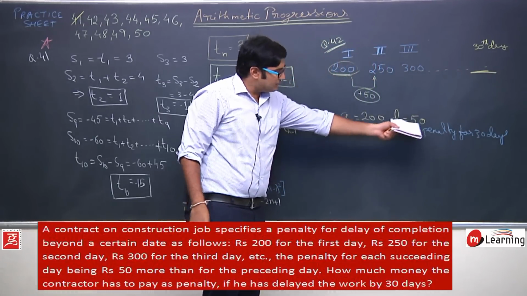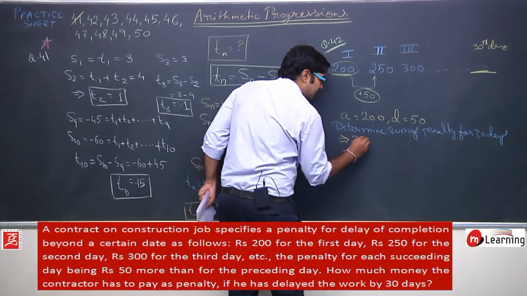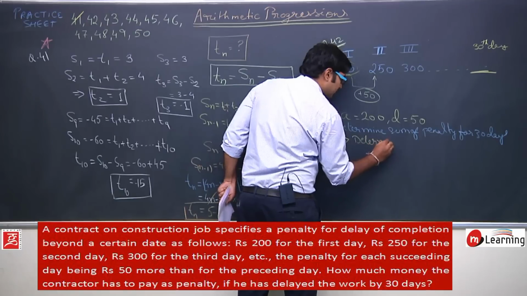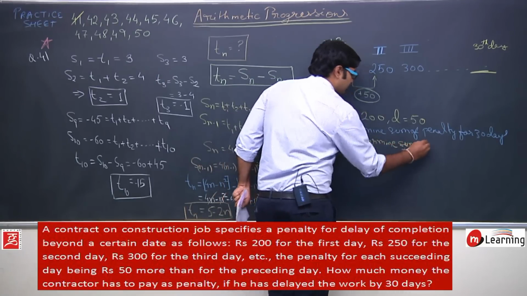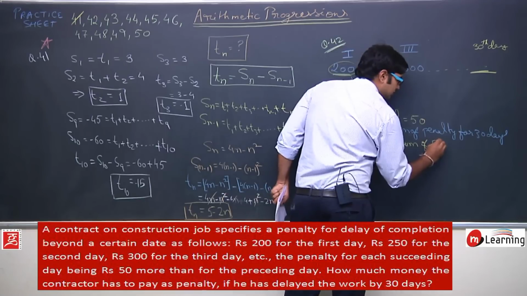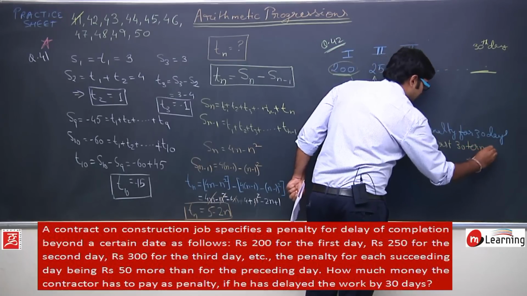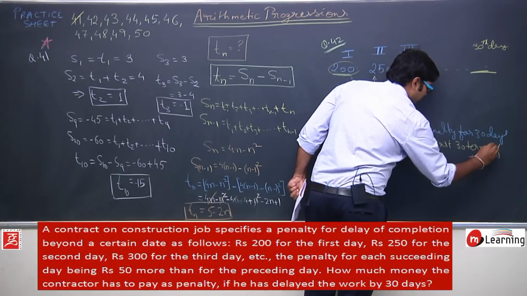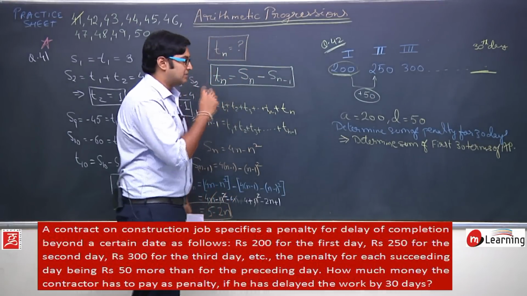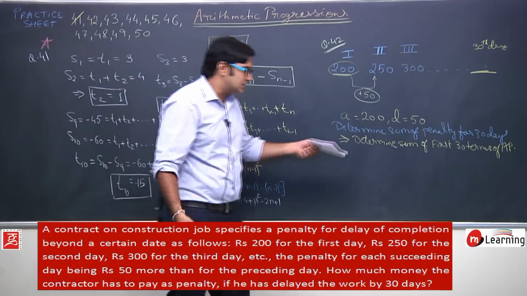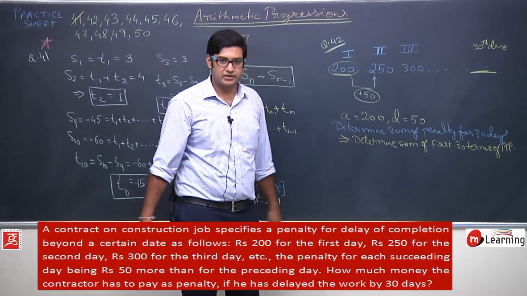So this determination of penalty for 30 days simply implies determine the sum of first 30 terms of AP. Okay, so the sum of penalty for 30 days simply implies determine the sum of the first 30 terms of the given AP.